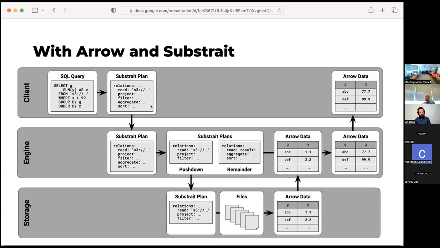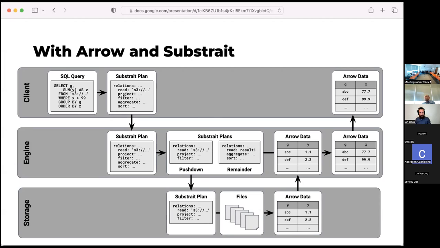Substrait is a binary format for representing plans. It's based on protocol buffers, but you can render it crudely in text like this. It just breaks down the query into a bunch of relations, or query steps, or operators, you might call them, and represents them all in a JSON type structure in this binary format, with lots of other detail, including the schema of the source tables embedded in it.